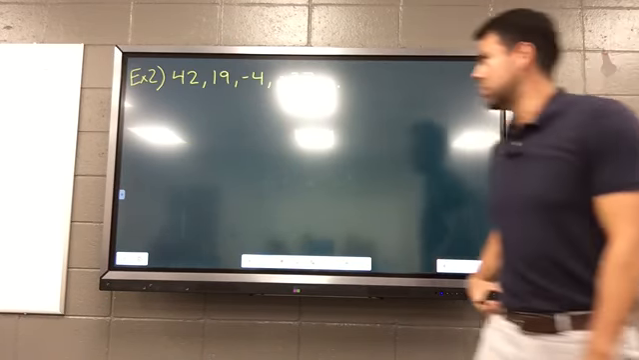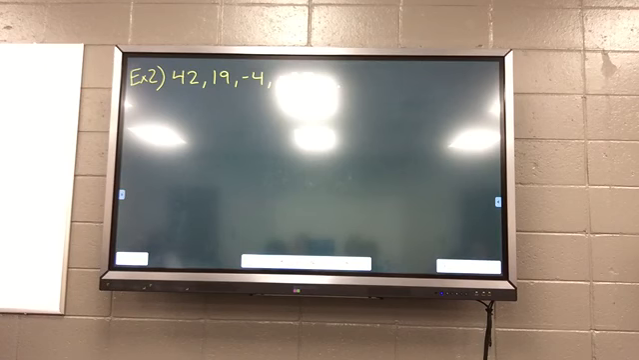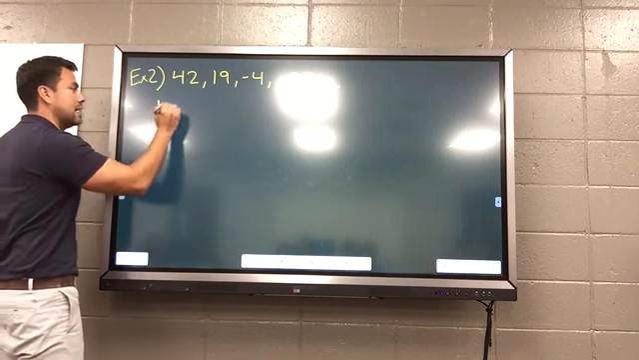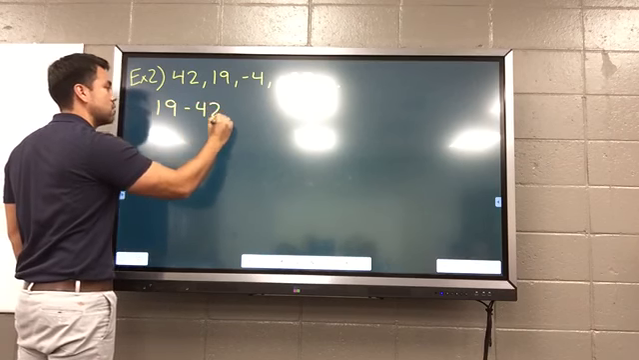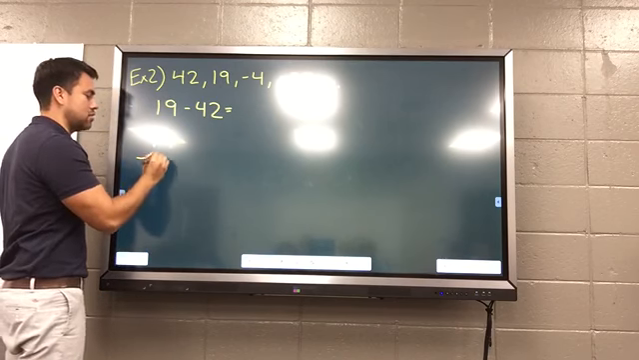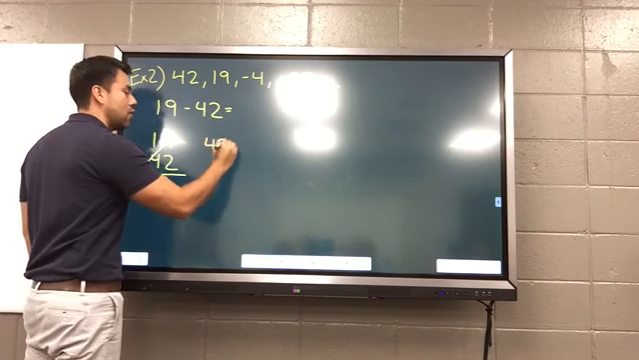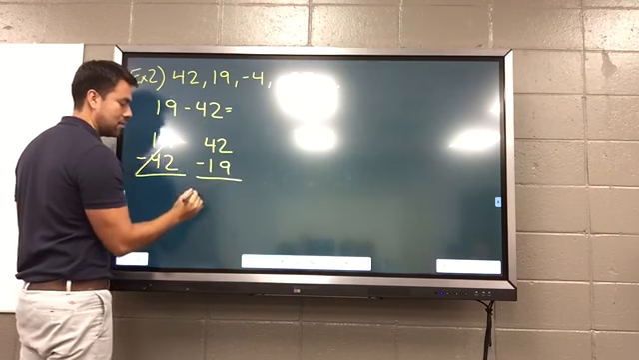All right, let's look at this sequence right here. 42, 19, negative 4, negative 27. And I want to know if it's an arithmetic sequence. If it is, then I want to make sure that I can find the next 4 terms. Okay, this is what I'm going to do. 19 minus 42. So when I do 19 minus 42, do I just like 19 minus 42? Is that what I do? No, don't do that. You do 42 minus 19, and what's my answer going to be?